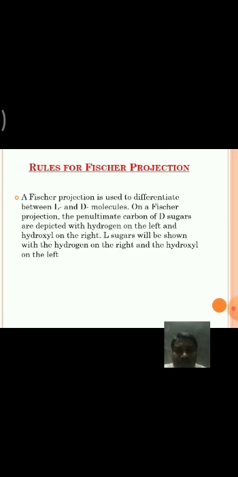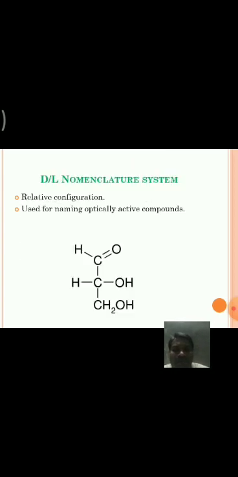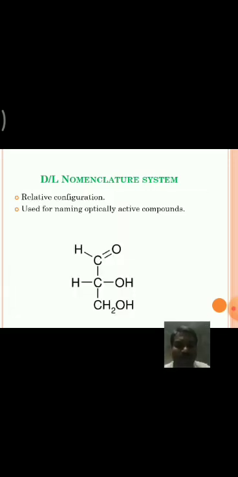And moreover, this DL nomenclature is a relative configuration used for naming optically active compounds. We know that the DL configuration or RS configuration are used for naming or differentiating the optical isomers. For example, see here, this is the molecule. There is a glyceraldehyde molecule.